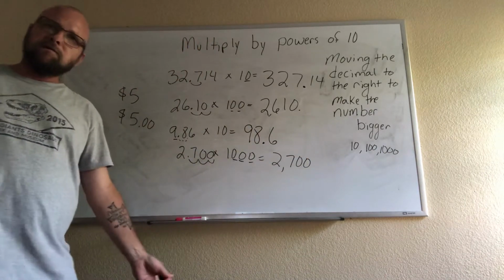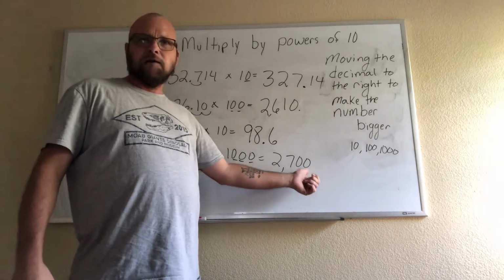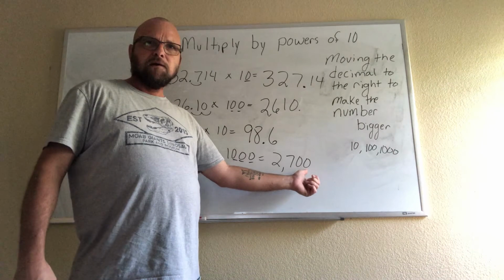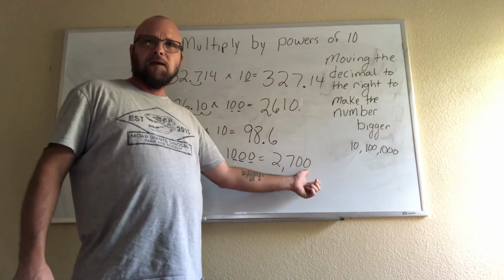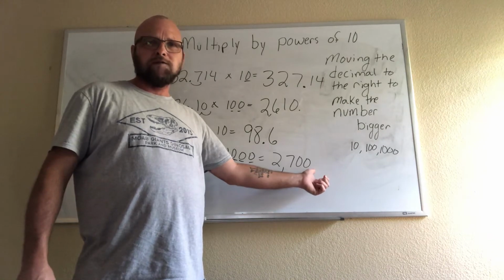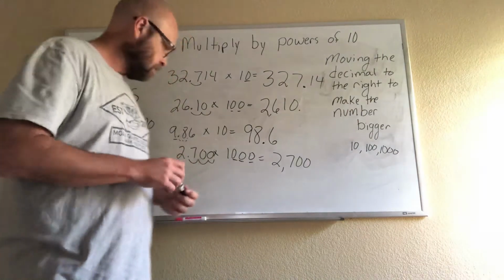Why did you not put a decimal point in this final product, Mr. McMurdo? Well, because I know this is in my ones place, and the decimal's implied. If it's not written, it's implied to be behind the ones place. Since it's not written, it's behind the ones place.